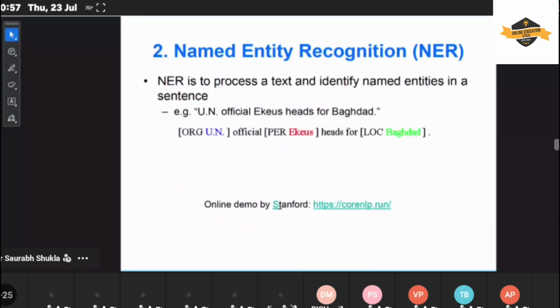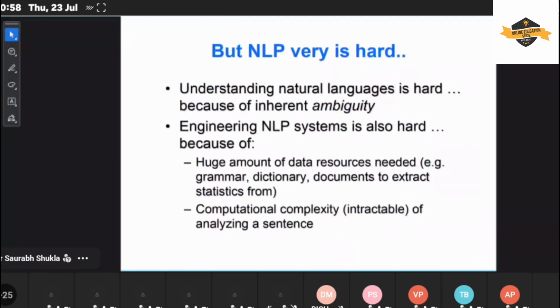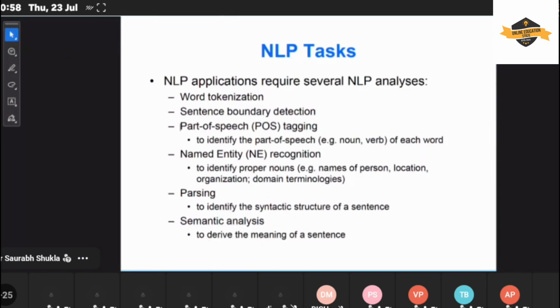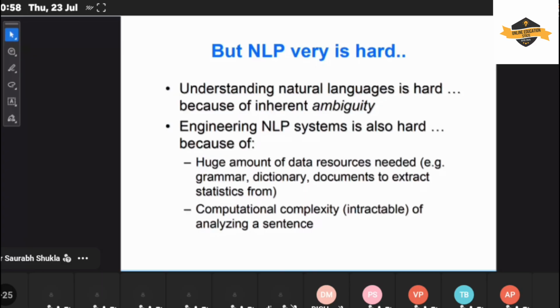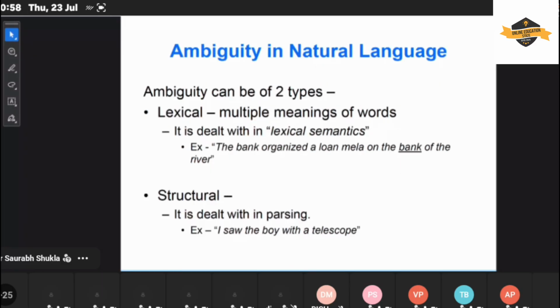Now coming back to the same kind of ambiguity which I was telling you just now. NLP is hard also because of ambiguity. Ambiguity is like: I saw the boy with a telescope. The bank organized a loan mela on the bank of the river. Multiple meanings of words. How can you differentiate?